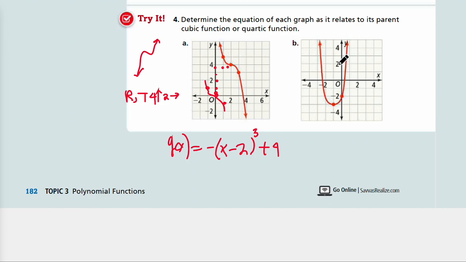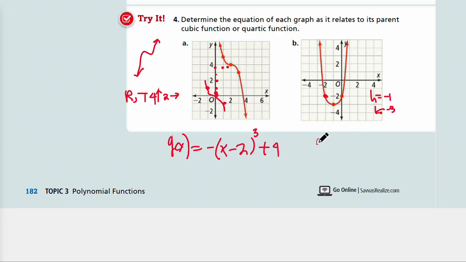So if you know it's either cubic or quartic, you know it's even, so it's quartic. And then this is a positive function because it's facing upwards. So you would have no reflection. But if you look at the major points, all 3 major points moved exactly 3 units down and 1 unit to the left. So that means h is -1, k is -3.